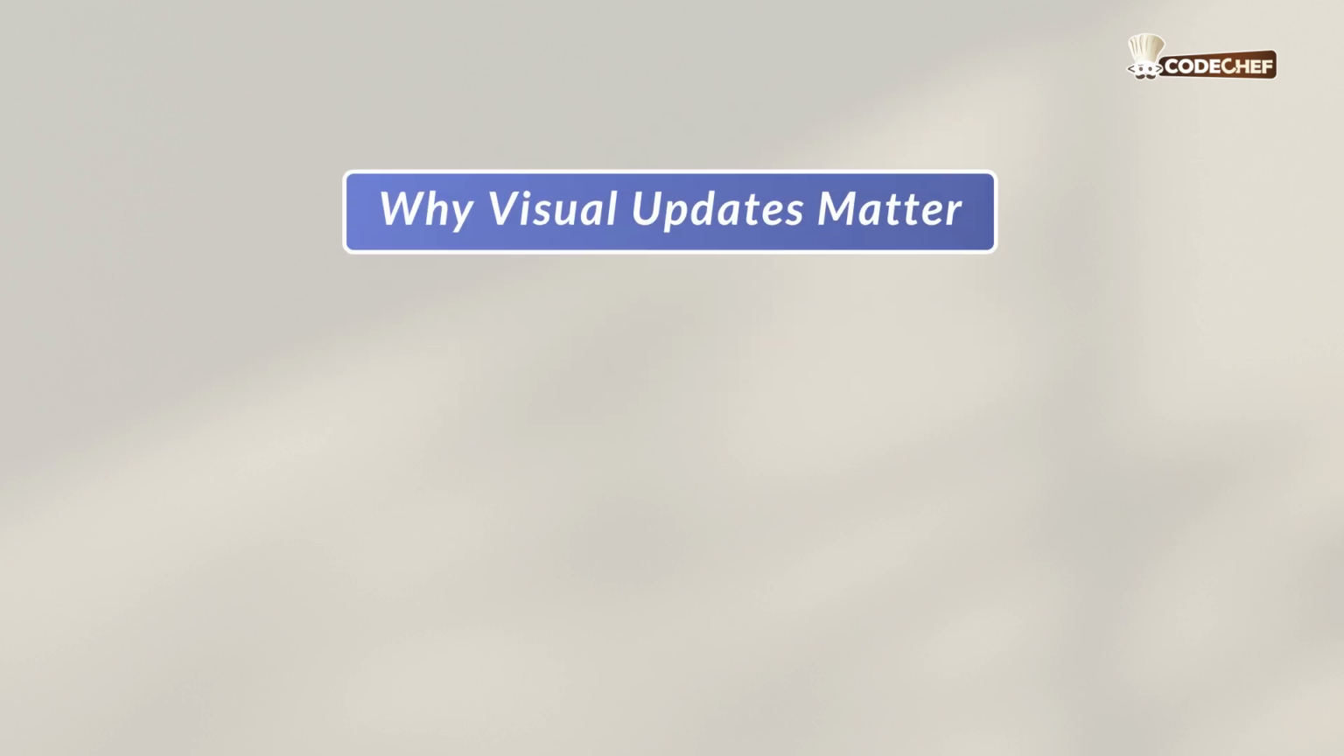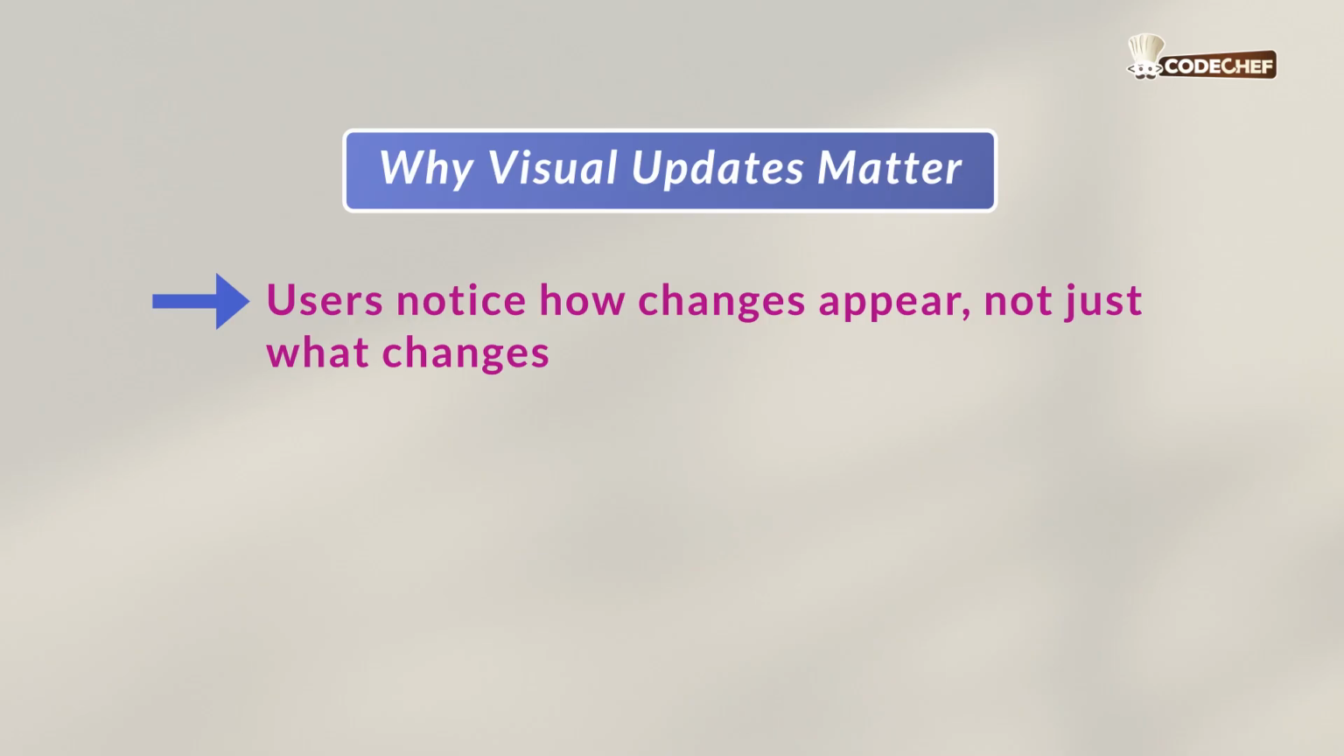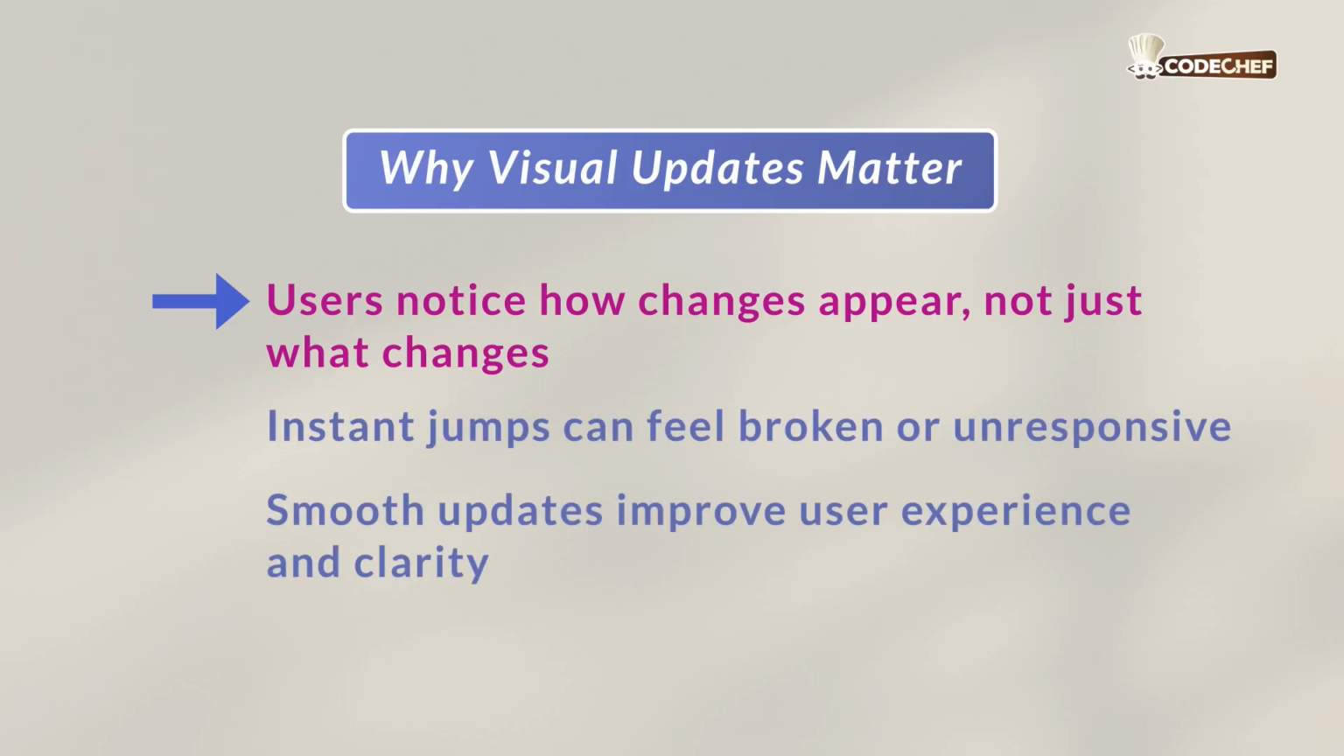When users interact with an app, they don't just care about correctness, they care about feedback. If a number changes instantly with no visual cue, it can feel abrupt or even broken. Good visual updates help users understand that something changed and why it has changed.